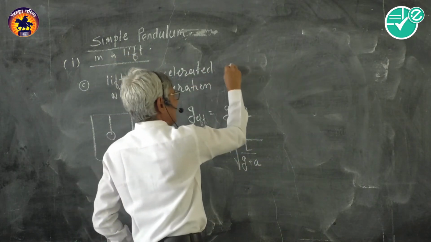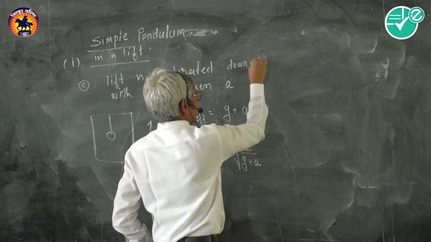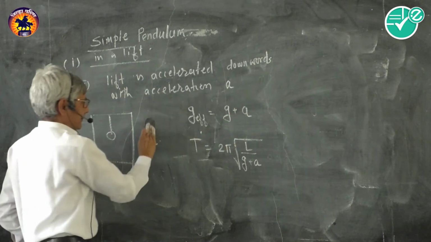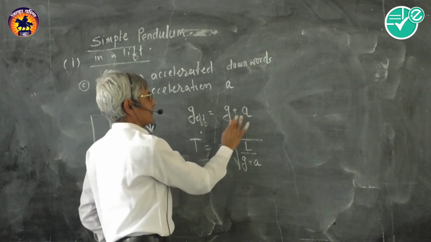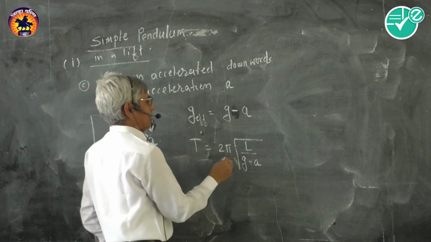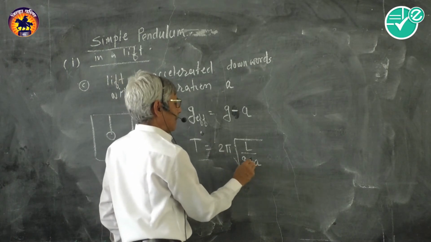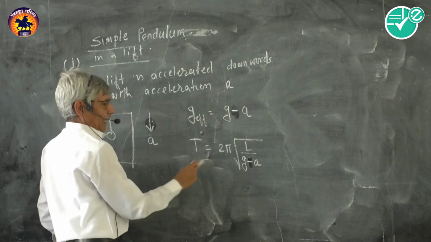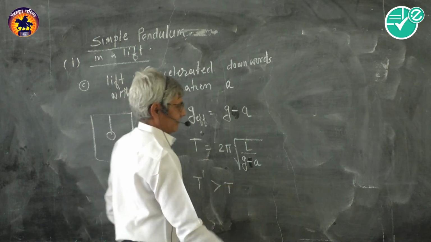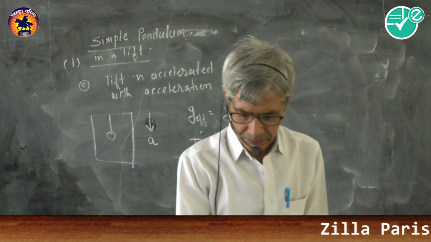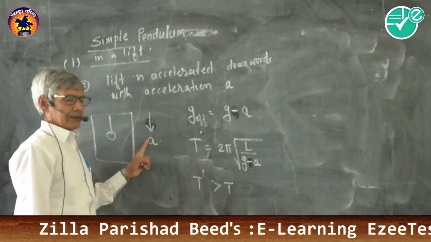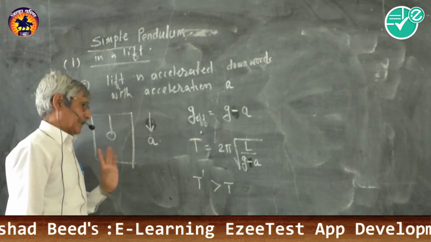If the lift is accelerated in downward direction with acceleration a, then g effective becomes g minus a, and T dash will be equal to 2 pi under root of L divided by g minus a. As g minus a is smaller than g, the T dash will be greater than T. So, the period of the simple pendulum will increase when the lift is accelerated downwards with acceleration a.